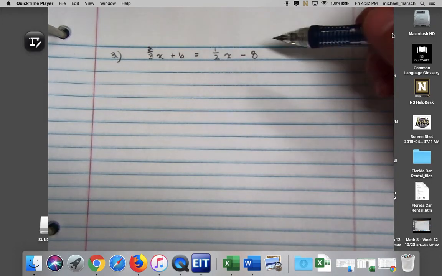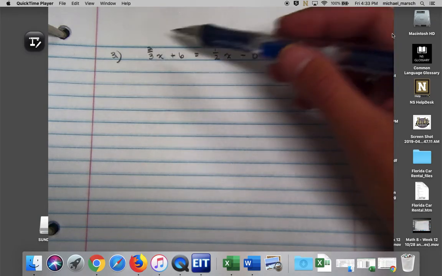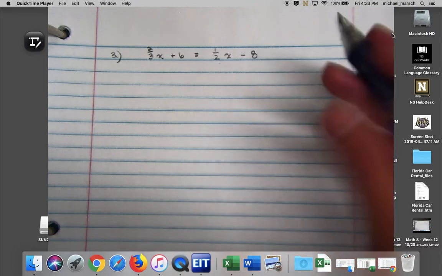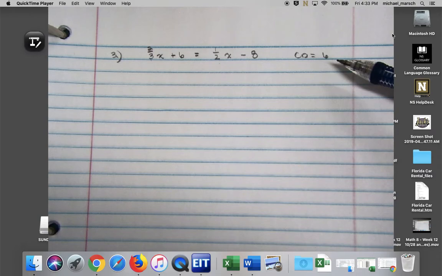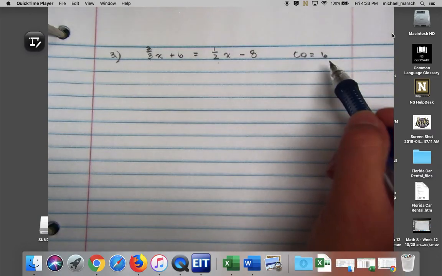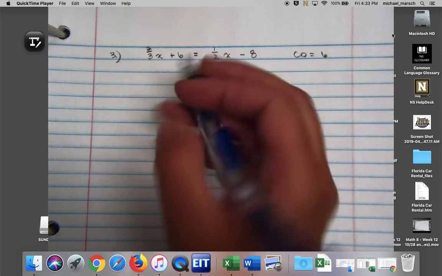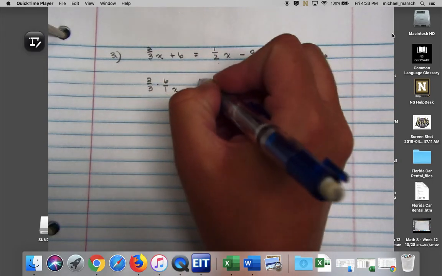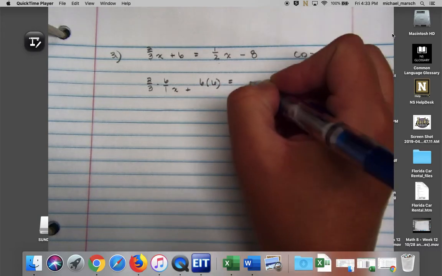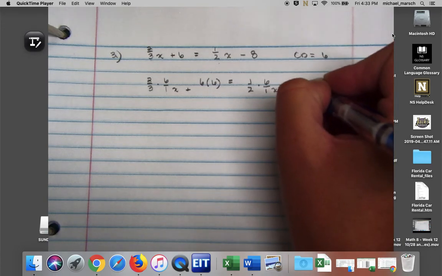So right away we realize, of course, we have fractions. So my common denominator for these two fractions, when I look at the 3 and I look at the 2, I would say my common denominator is 6, because 6 can be divided evenly by 3 and 6 can be divided evenly by 2. So then remember, I'm going to multiply everything by 6, right? Everything has to get 6 times bigger. So I'm going to have my 2/3 times 6 over 1 x plus 6 times 6 equals 1/2 times 6 over 1 x minus 8 times 6.